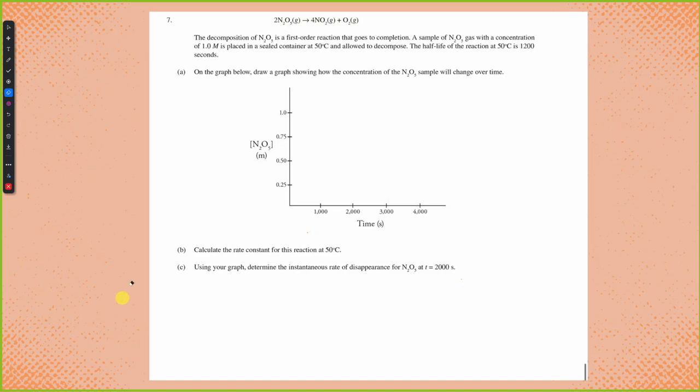And like I said, I don't really think they're going to make you graph it, but it tells you that this one is first order. So if you're drawing this out, you would want to make sure that the half-life is 1200 seconds. So at 1200 seconds is where you would need to make sure that it hits the 0.5 mark. And at the 0.25 mark, it should be about 2400 seconds, and it would be a decay curve looking problem.